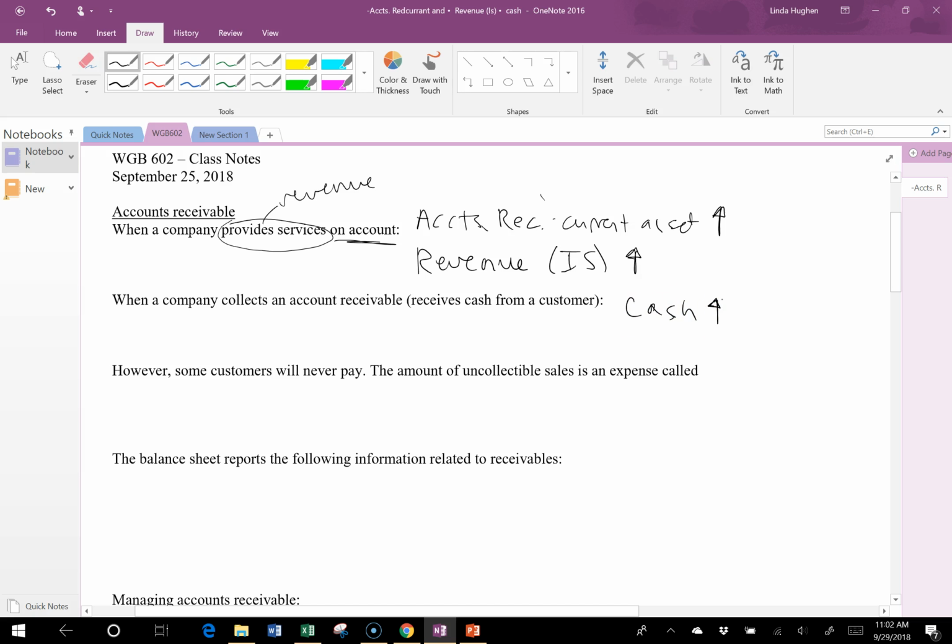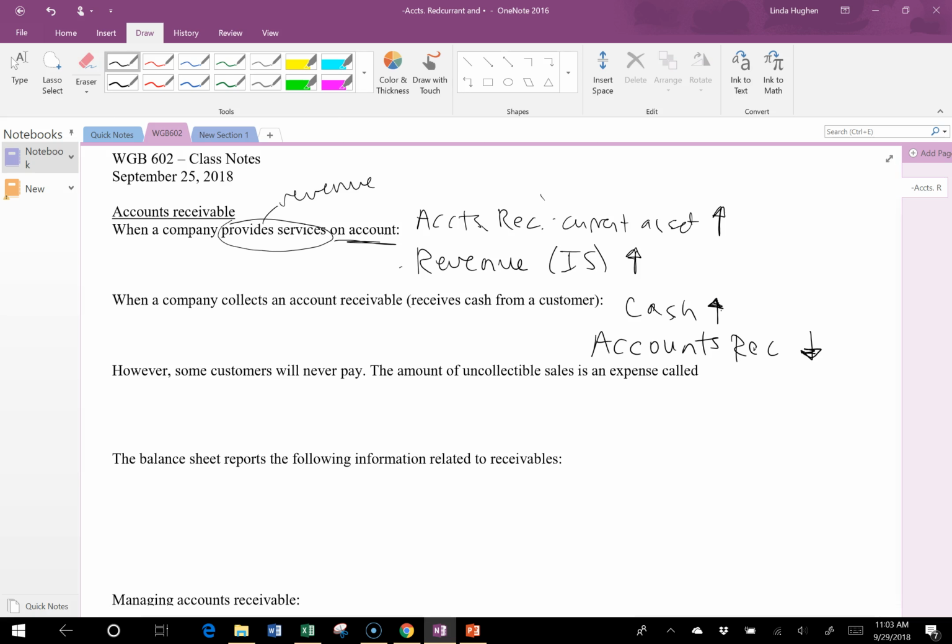But now some students will be tempted to think that when we're receiving cash from a customer, that must mean that the company is earning revenue. But we have to be careful not to record that. Remember that what happens, the other side of that transaction is not revenue, because the revenue was recorded here. Accounts receivable, that current asset, decreases. So when a company collects an account receivable, what happens to total current assets? Nothing. Cash went up and accounts receivable went down.